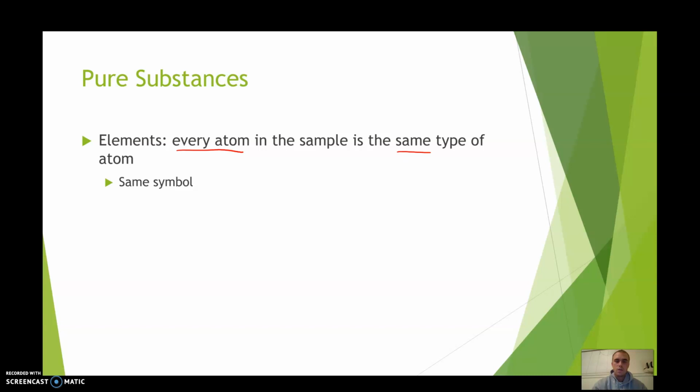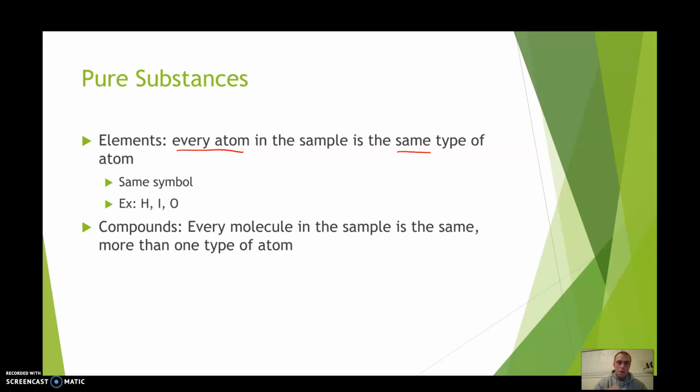Okay, that means if we were looking at it on the periodic table, everything in that sample would have the same symbol, whether it's H for hydrogen, or O for oxygen, or N for nitrogen, or throw in any of them. But as soon as you get to something like carbon dioxide, where you have carbon and O, that's no longer an element. Okay, that would be the next type. So there's your individual element symbols.